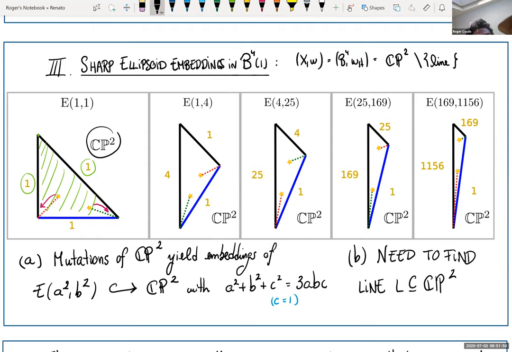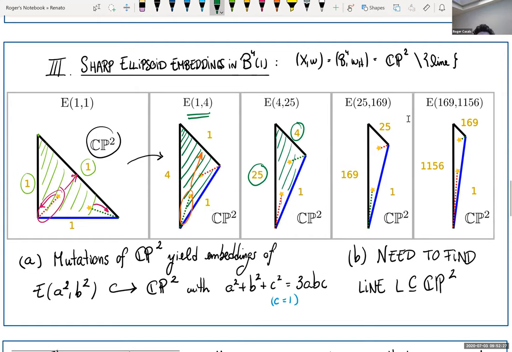And now you go and mutate. So you mutate, you do that by extending this guy in here till it hits the boundary, and you end up with this other polytope. You compute the affine lengths, and it's 1, 1, and 4. And so what you're learning is that inside of CP2, there is this other ellipsoid, which is exactly E(1,4). And now you iterate the game. Now you take this other guy, you bring it to the other side, and you get the new polygon. And in the new polygon, you see something of lengths 4 and 25. So this is an ellipsoid E(4,25). And you keep iterating that.